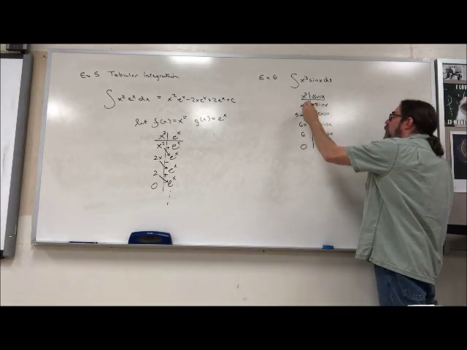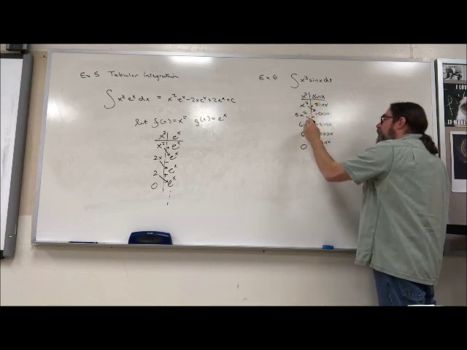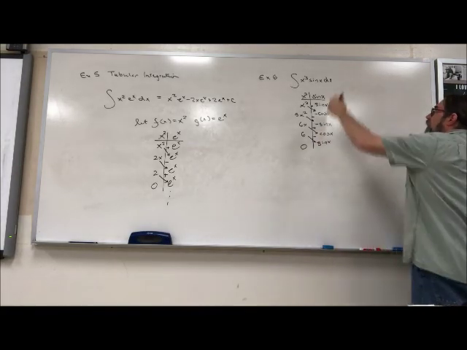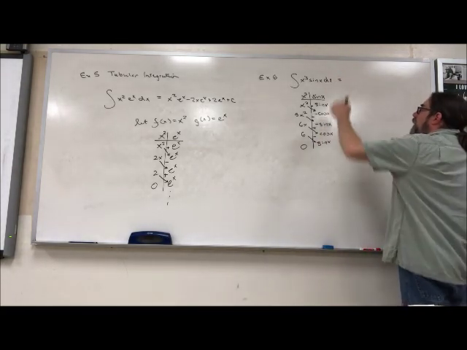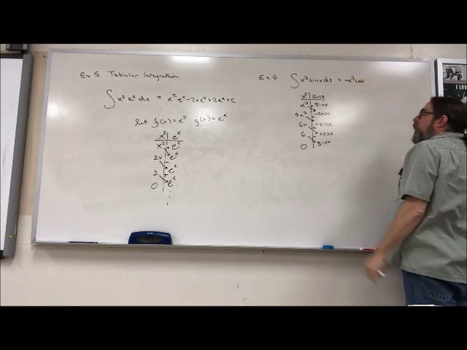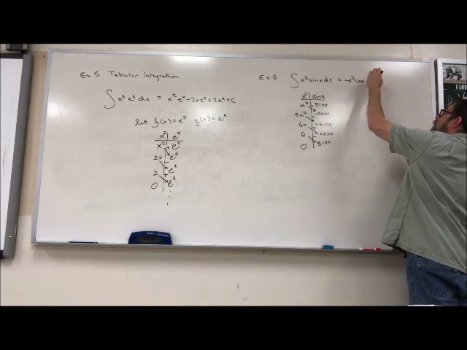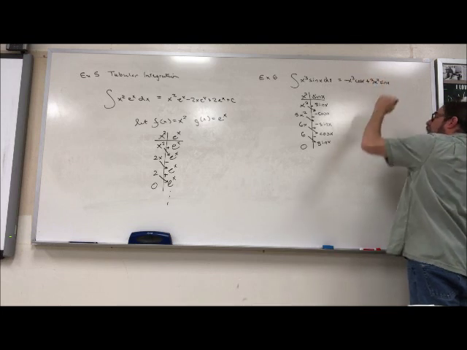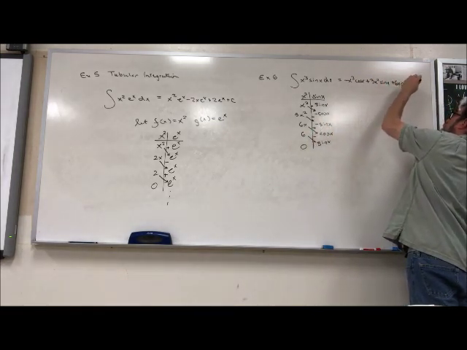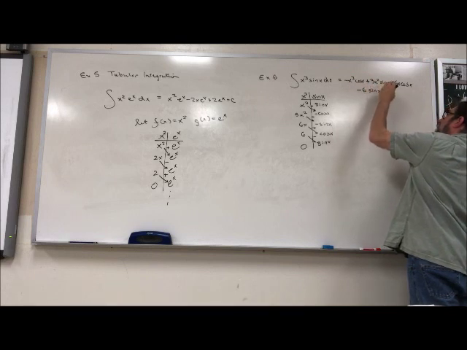So you've got to watch your signs here, your plus and minus. So here we go. This one's plus. This one's minus. This one is plus. And this one is minus. So in the end, our answer is going to be negative x cubed cosine x. Now it's minus of a minus, so it's plus 3x squared sine x. Then it's plus 6x cosine x. I'm running out of room. Then it's minus 6 sine x. And of course, don't forget plus c.